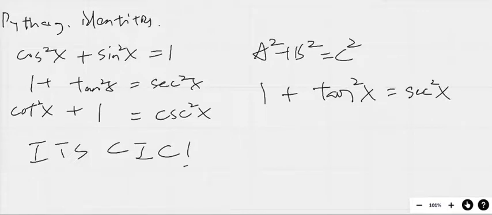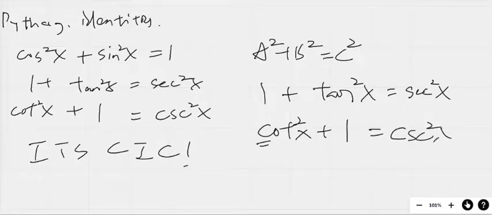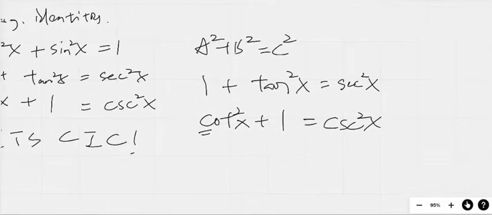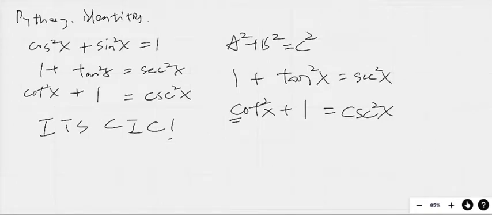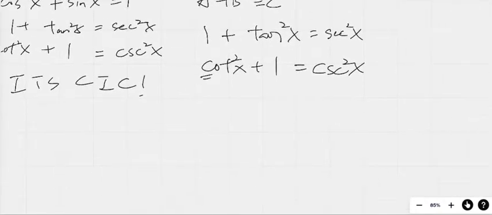And the last one is sec, because cotangent c plus 1, CIC, is equal to cosecant square x. I hope this will help everyone to remember it in a better way.